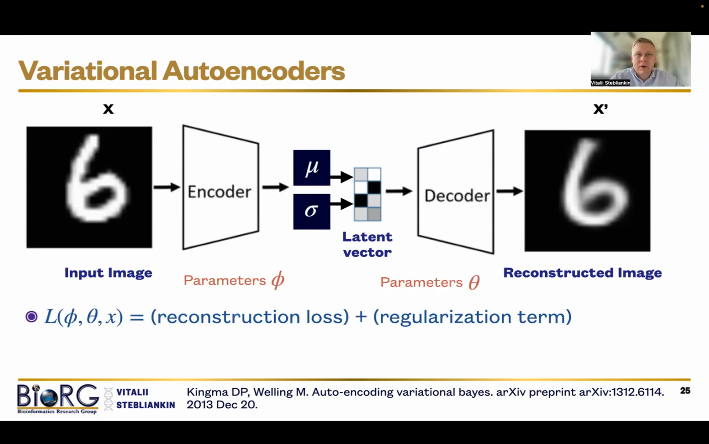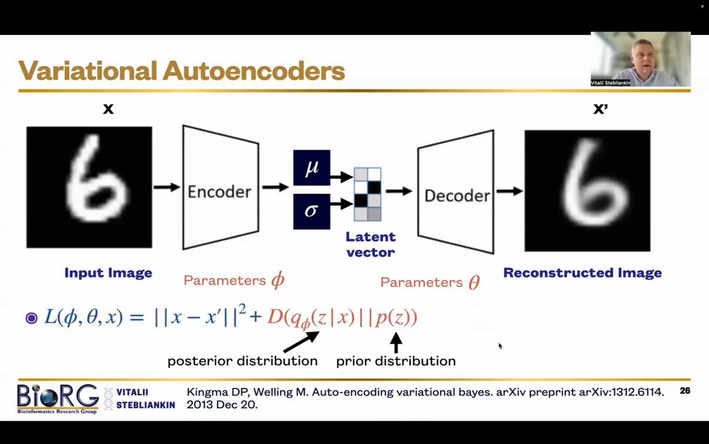During the training process, we learn two sets of parameters, phi and theta. Phi is the encoder and theta is the decoder. Those are sets of weights in our network, and the loss function consists of the reconstruction loss, which is the same as before, plus a regularization term. This is what's interesting.